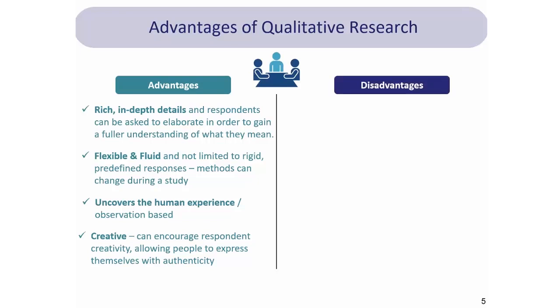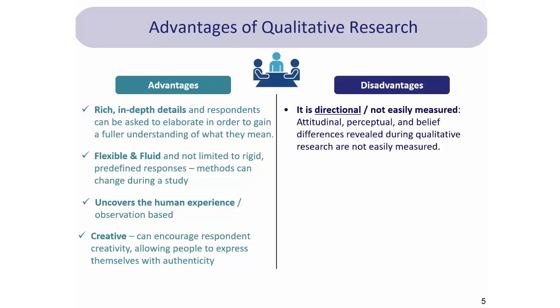What qualitative research can't do? So let's look at some disadvantages. As you may have guessed from what I said earlier, qualitative research is directional. It's not easily measured. So if I'm talking to 20 people, it's just 20 people, and I'm getting some directional feedback. Qualitative research is great for the attitudinal, the perceptual, the belief differences that I might find, but it doesn't mean that that can be projected onto a larger population. That's what quantitative research is really for.